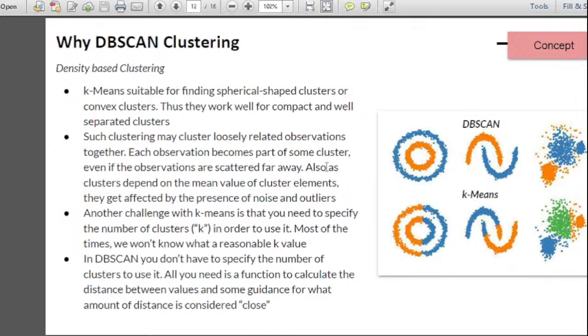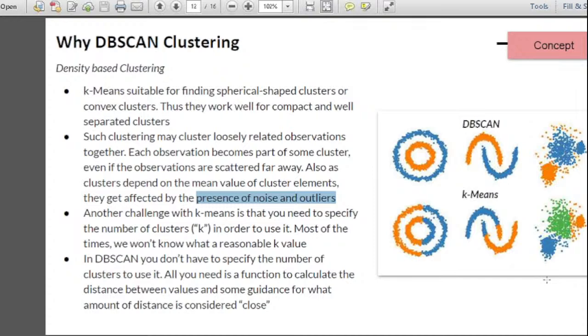So first, you can say a drawback of k-means is that it includes the noise. Each observation becomes part of some cluster even if the observation is scattered away. As the cluster depends on the mean value of the cluster's elements, that is the centroid, it gets affected by the outliers, right? Because the mean gets impacted by extreme values. We all know this, right?